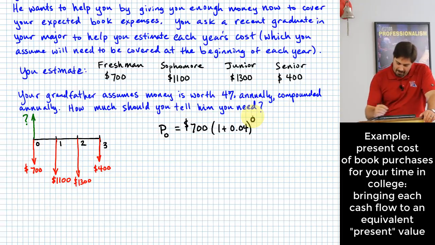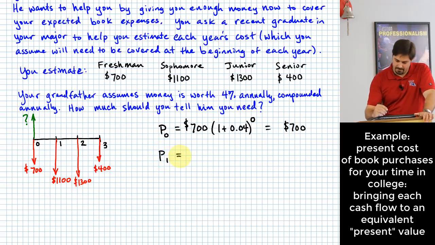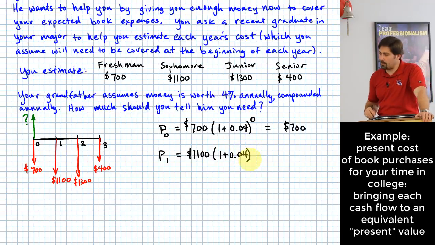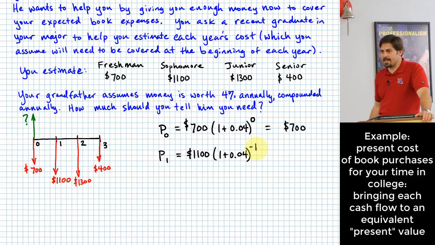Okay? Well, what about in the next cycle? I'll just go ahead and put this up here, $700. In the next cycle, we'll say P1. Now what do we have? Okay, $1,100 times 1 plus 0.04. Now what? Okay, to the power of 1. The reason why, actually it's negative 1. Why is it negative 1?